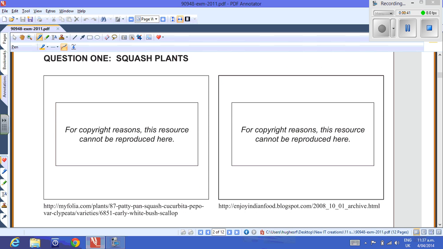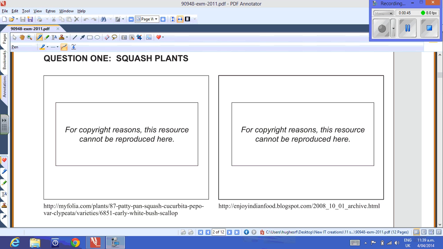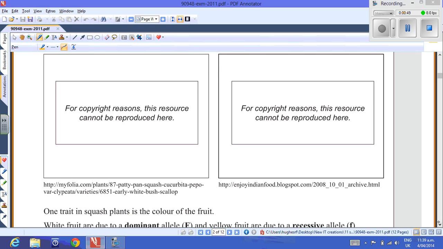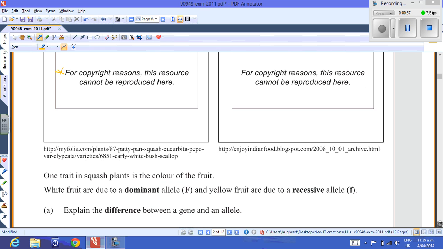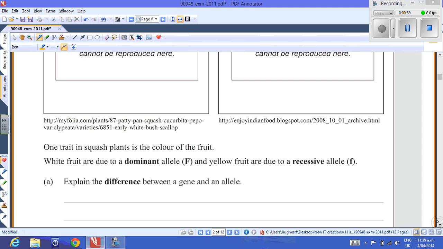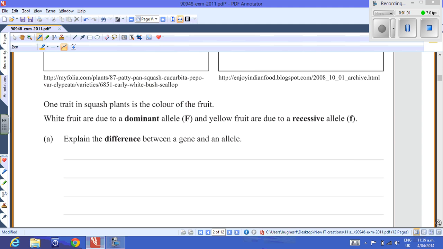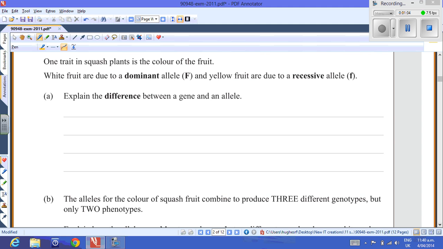Now, in this case, we're looking at squash plants. So question one. In 2011, they're looking at the crossing between two squash plants, and with a lot of these exam papers, they can't reproduce the pictures for copyright reasons, so that often happens when you download the exam papers. But the pictures aren't necessary for answering the question. So let's just read the background information for the question first.